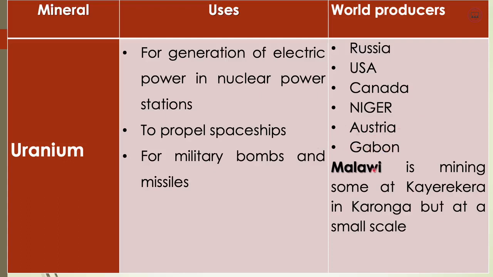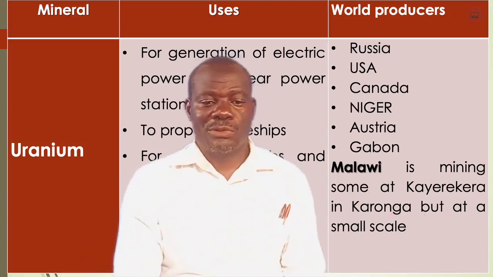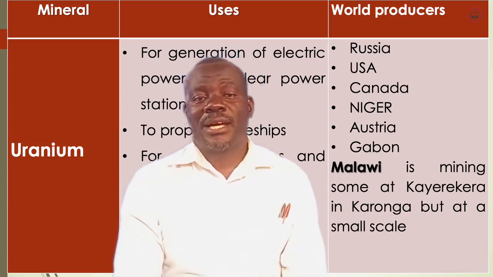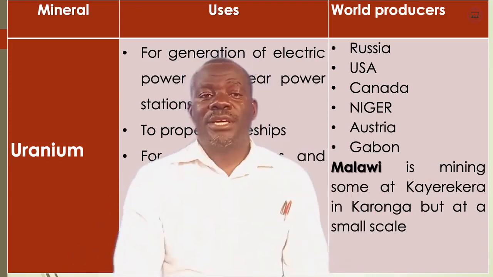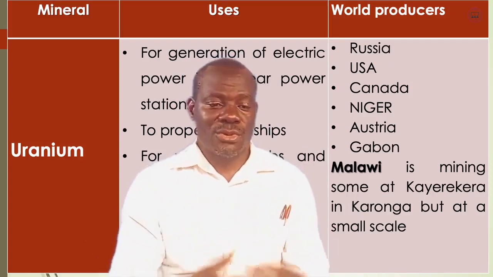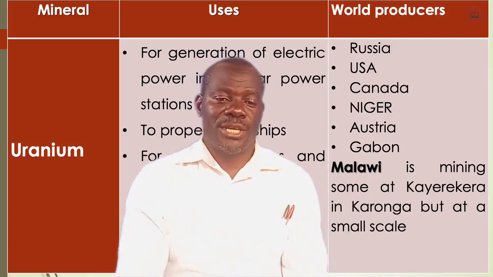Gabon in Africa. And Malawi is also mining uranium at Kayelekera, that is in Karonga, but at a very small scale, cannot be compared with the other countries that have been mentioned here. So we see uranium is also produced in different countries as a mineral.